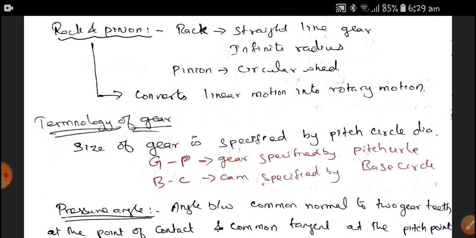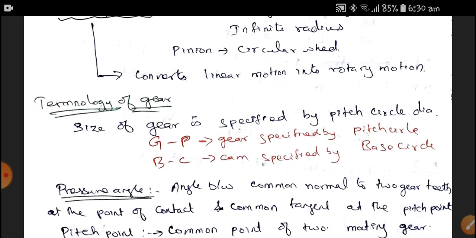First one, the pitch circle. The pitch circle is very very important because the size of the gear is specified by means of the pitch circle diameter. If you go to a shop and want to buy a gear drive, you have to specify the pitch circle diameter. If I want to buy a 100 diameter gear, then the 100 is the pitch circle. Generally, gears are specified by means of the pitch circle and cams are specified by means of the base circle.